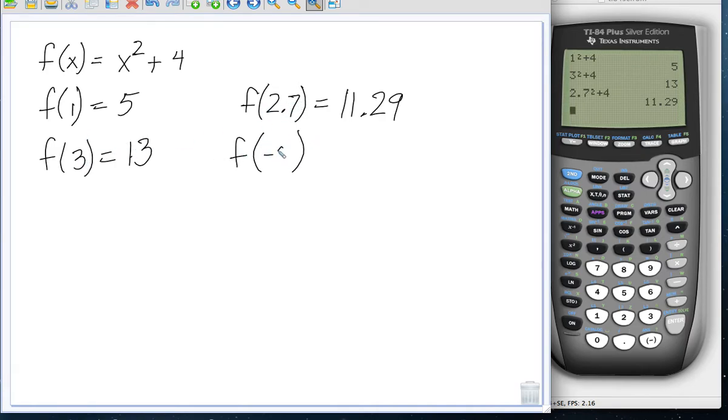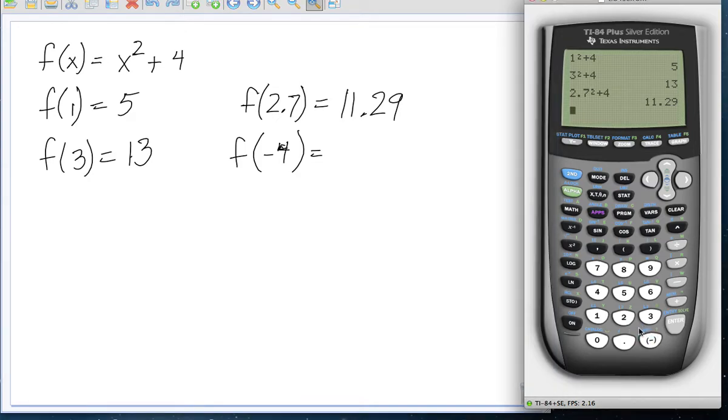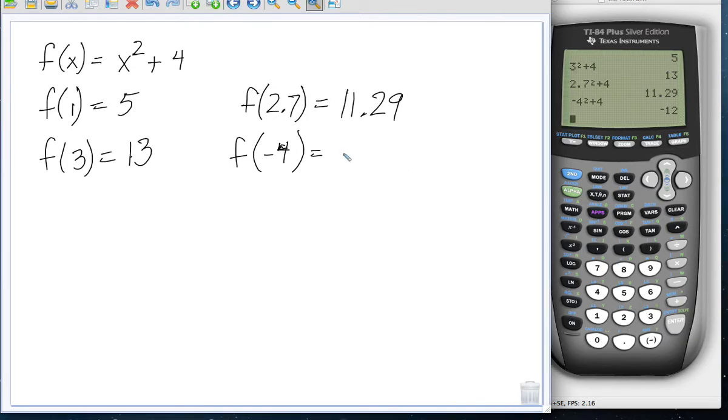How about negative 4? And we go to our calculator and we do negative 4 squared plus 4. And we write down our answer is negative 12. And we go to the next question. And we're just trucking along now.